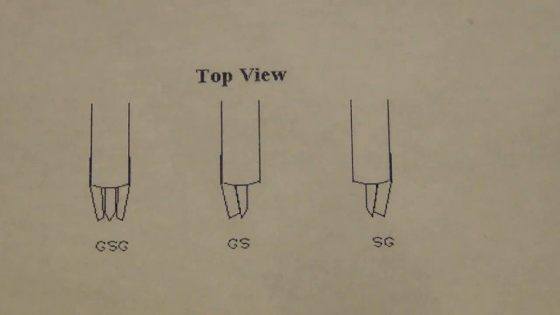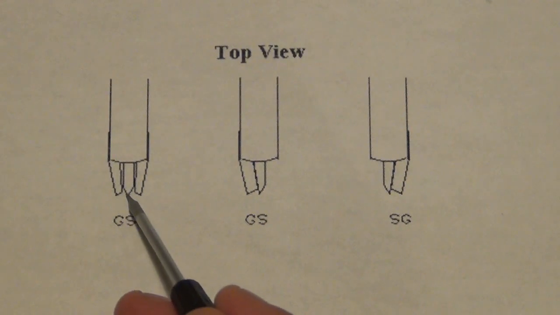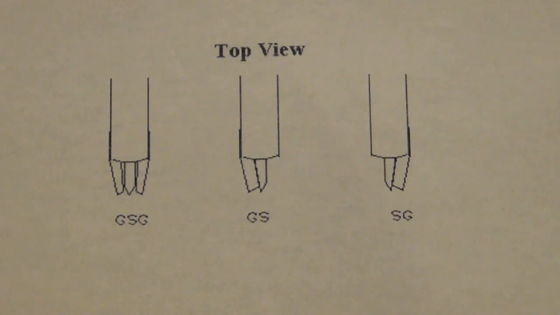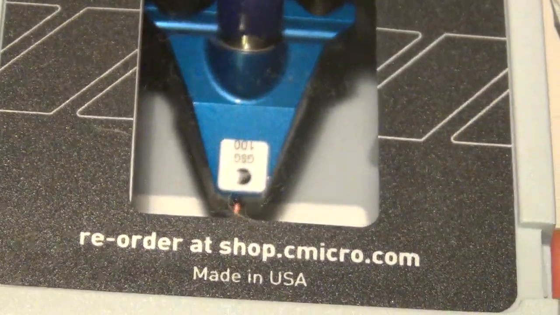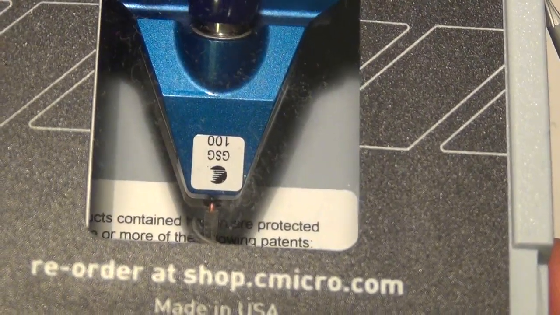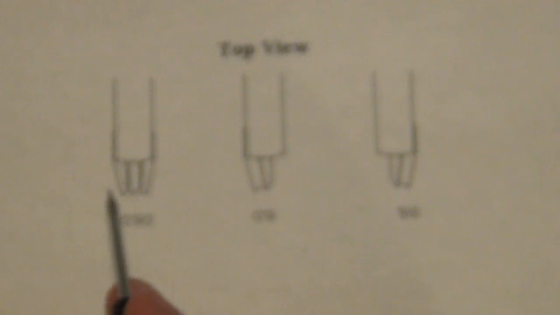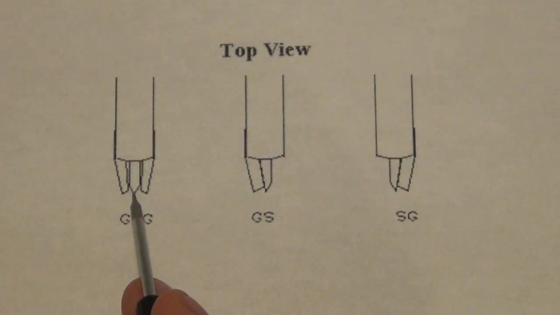This is a GSG probe, so the GSG just stands for ground, signal, ground. The distance between these pins is something that you have to decide on when you're designing your circuit. If you look carefully on the inside of the package, it says GSG and 100. 100 micrometer is the distance between these pins. So from here to here is only 100 micrometer apart, so really close.